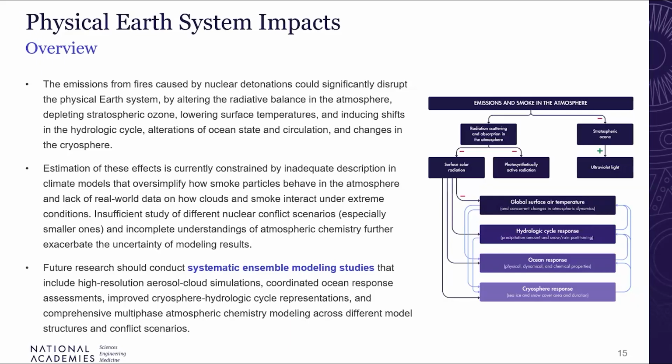Thanks very much, MD. I'll start with physical Earth system impacts. This chapter, for the most part, speaks to global scale impacts that pertain to the larger weapon deployment scenarios that would be capable of injecting large amounts of soot into the stratosphere and thereby reducing incoming solar radiation, altering the radiative balance of the atmosphere, depleting stratospheric ozone, lowering surface temperature, and then causing changes and reductions in the global hydrological cycle and related changes in ocean state circulation and changes in the cryosphere. A flow chart is listed there with respect to what those impacts may be.